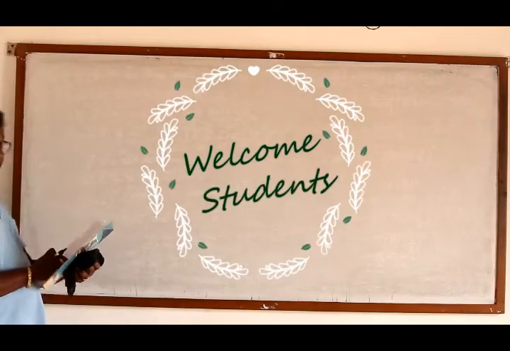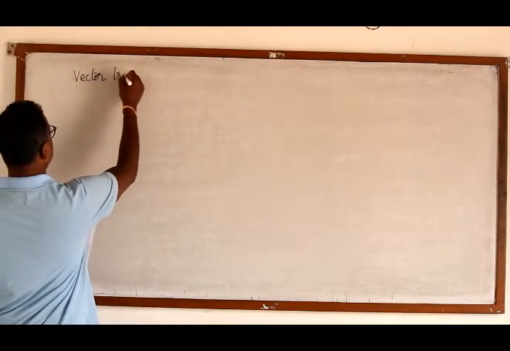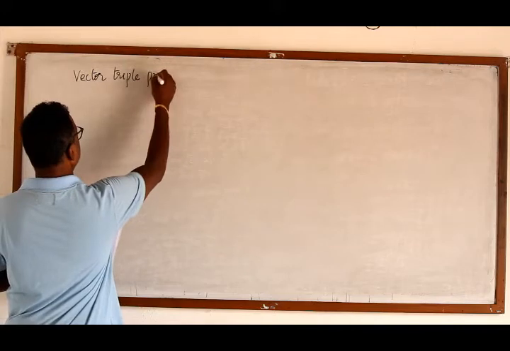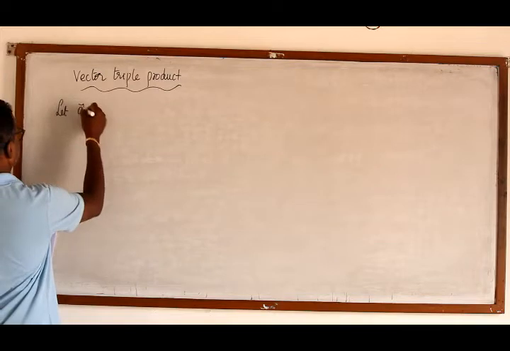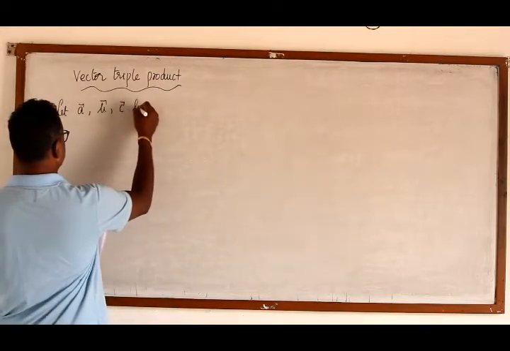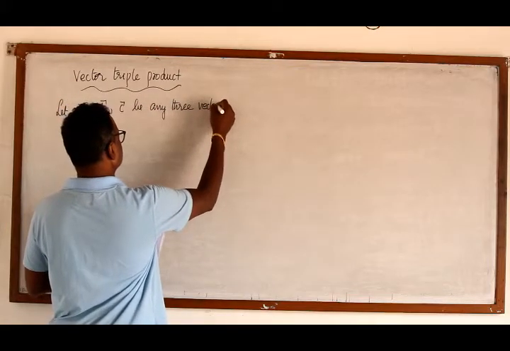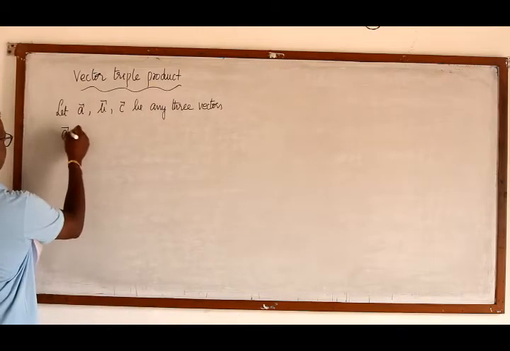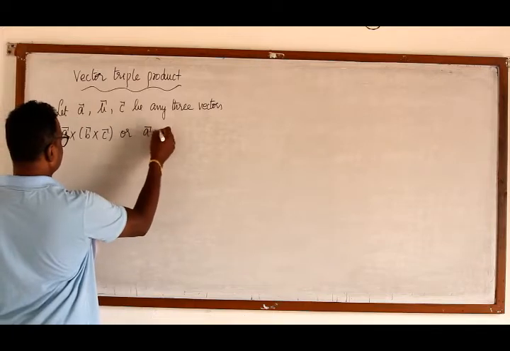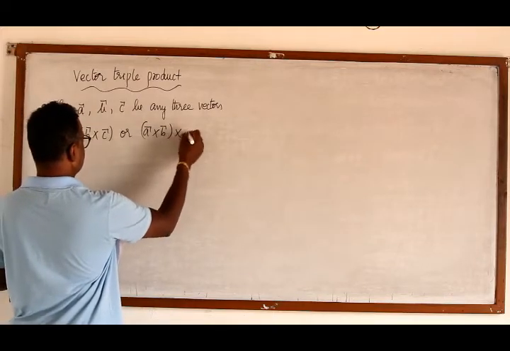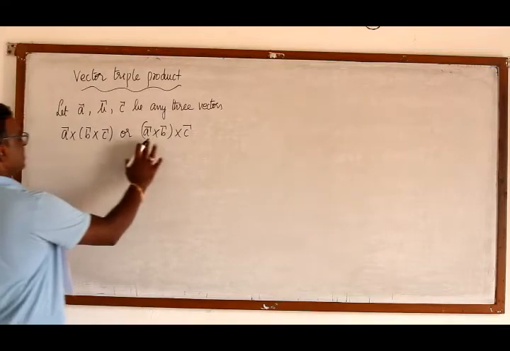Previously we saw scalar triple product. Now we shall see vector triple product. Let vector A, vector B, vector C be any three vectors, then A cross (B cross C) or (A cross B) cross C.